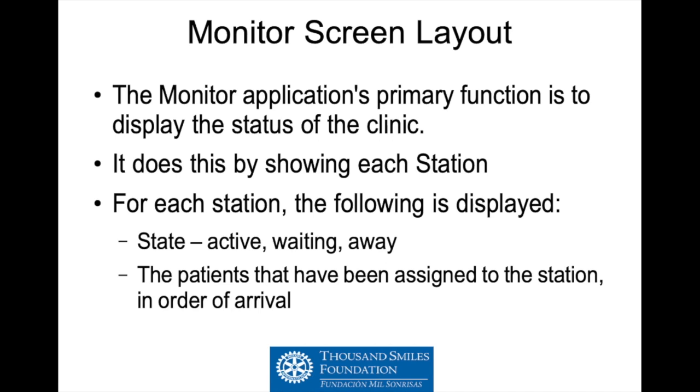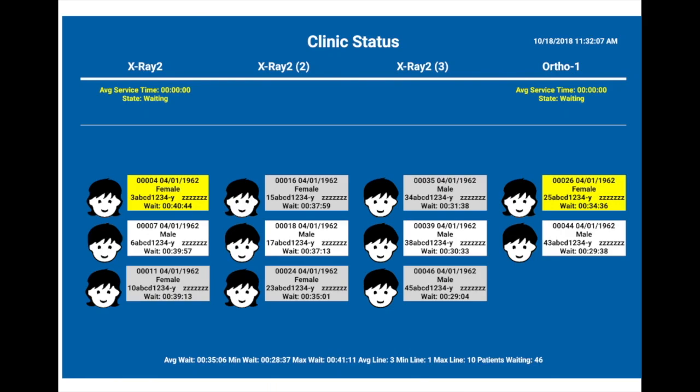It does this by showing each station. For each station, the following is displayed: its state, whether it's active, waiting, or away, and the patients that have been assigned to the station in order of their arrival based on the routing slip. In this screenshot, we can see basically two stations depicted: X-ray 2 and Ortho 1. Both are in the waiting state.